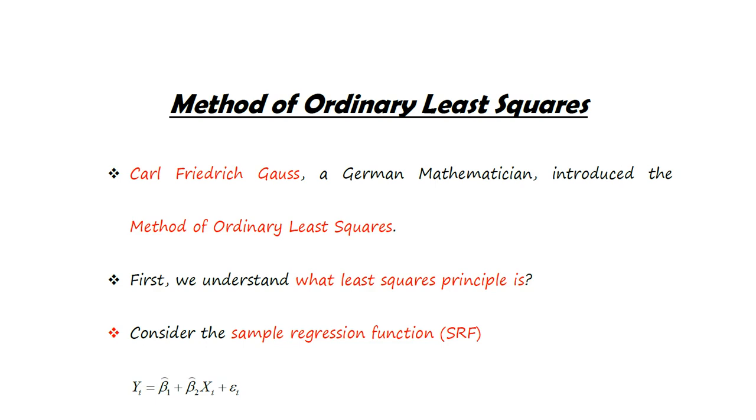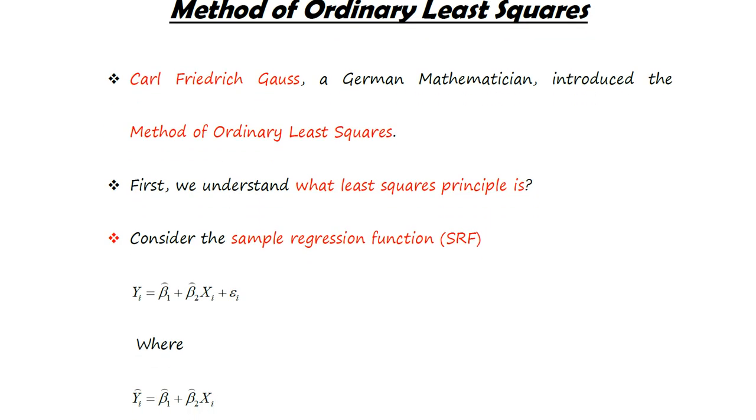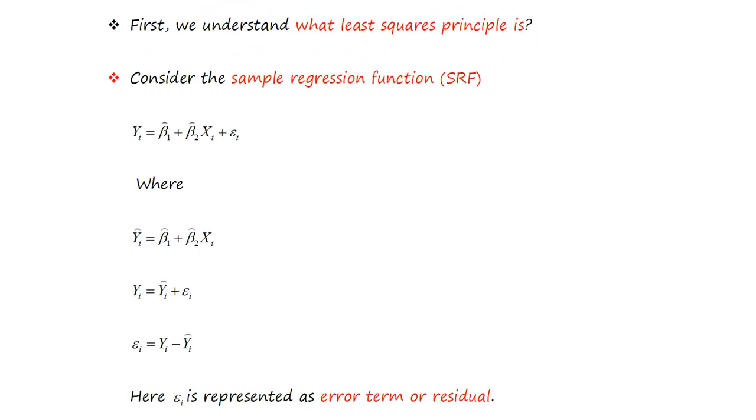Today our topic of discussion is the method of least squares. Carl Friedrich Gauss, a German mathematician, introduced the method of least squares. To understand it, the first question that arises is: what is the least squares principle? To answer this question, we follow the procedure step by step.